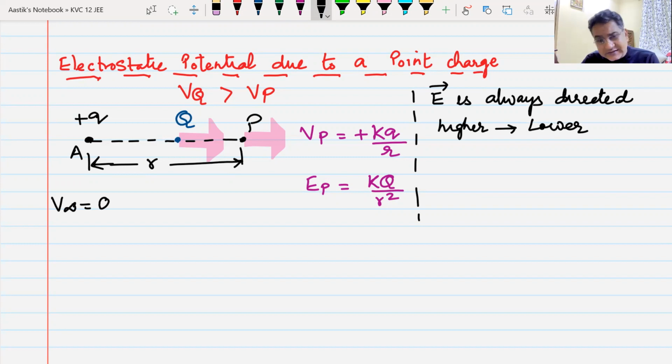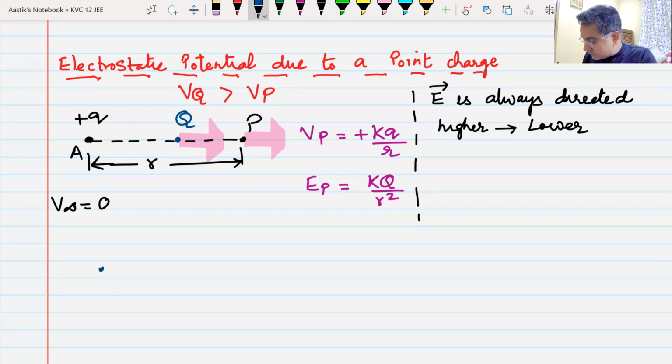We have also seen this in the classes that we are doing on Sundays. Heat always flows from higher temperature to lower temperature. Heat is like the electric field. Temperature is like your electric potential, and we will see a lot of similarity between them. Heat flows from higher temperature to lower temperature. Electric field goes from higher potential to lower potential.